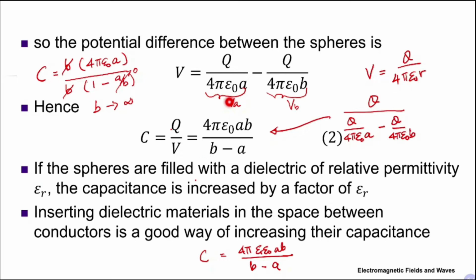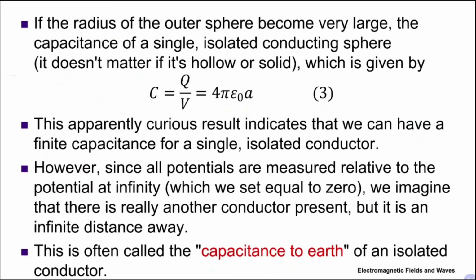So remember our structure looks something like this. A, and then this is B. So if my outer sphere radius becomes very large compared to the inner one, then we can treat B as infinity, and we end up with 4 pi epsilon naught A. So if the outer shell becomes very large, then you can think of it as an isolated conducting sphere, just a single sphere. So the outer one goes to infinity.